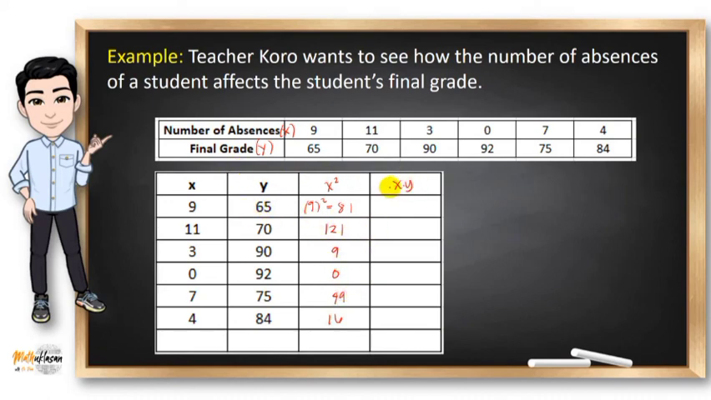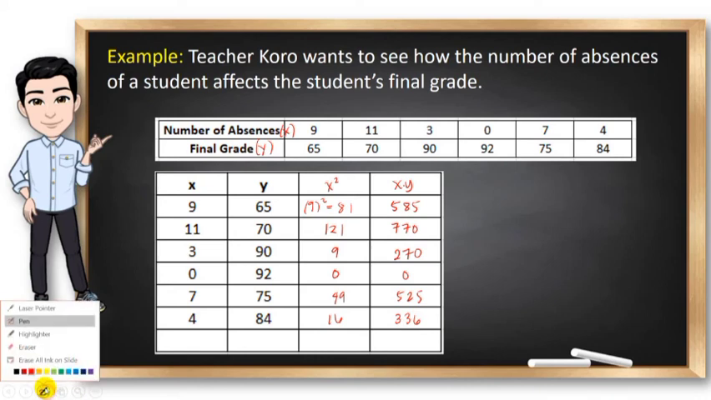Okay? So, pagkatapos nating hanapin yan, yung x times y naman. So, ang ibig lang sabihin nito, x times y. So, 9 times 65, the answer is 585. Then, 11 times 70, the answer is 770. 3 times 90 is 270. At 0 times 92, of course, it's 0. Tapos 7 times 75, that's 525. Ayan. Tapos yung 4 times 84 naman, that's 336.